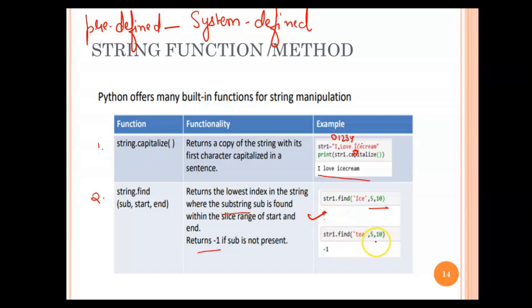Now if you search between 5 and 10 for "tea", but tea is not there, so we get -1. If the string is not present, it will return -1. And if the substring is present in the complete string, you get the position of the first letter of that substring. I hope you are clear with the capitalize and find functions.